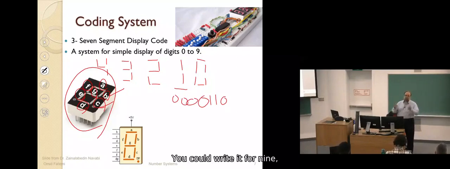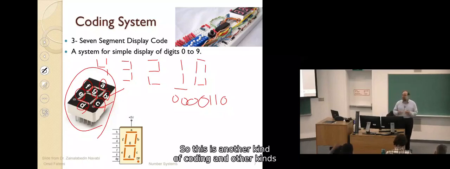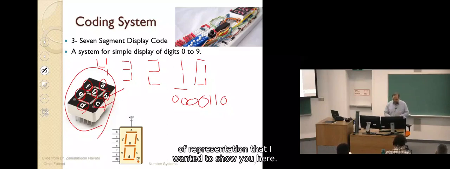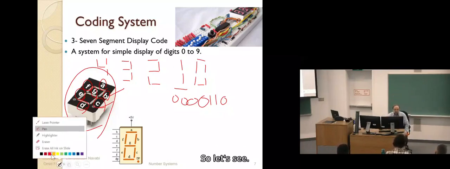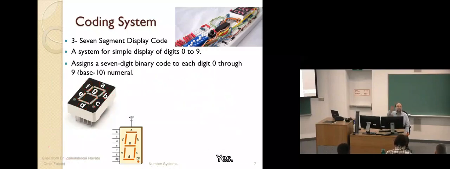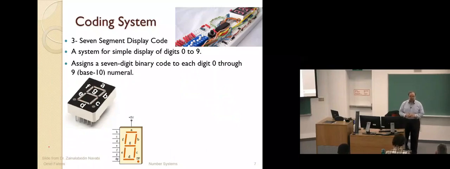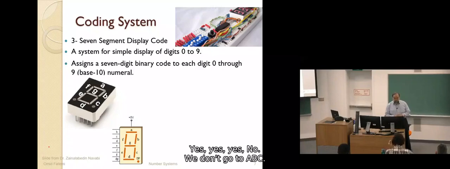You could write it for 9, you could write it for 8, 7, whatever you want. So this is another kind of coding, another kind of representation that I wanted to show you here. So let's see all of them. Yes, please. So each letter corresponds to a certain number? Each letter or each digit? Well, when you show like the 0, 1, 1, 0, 0, 0, you're showing 1, because you have a diagram and it's saying 8. Yes.